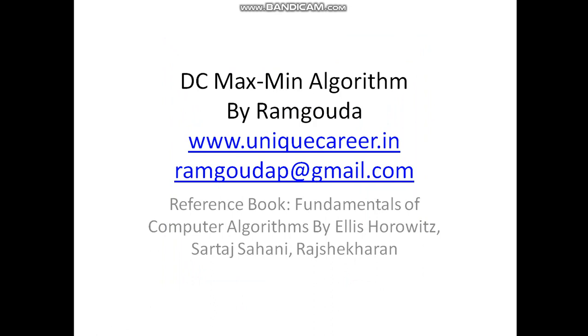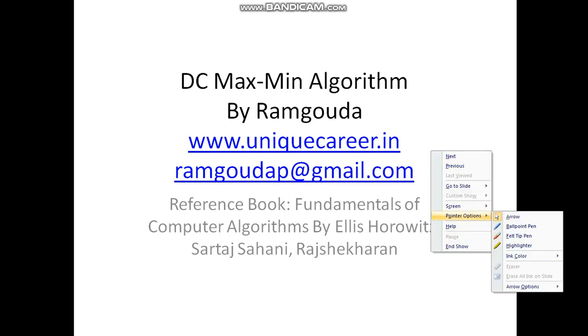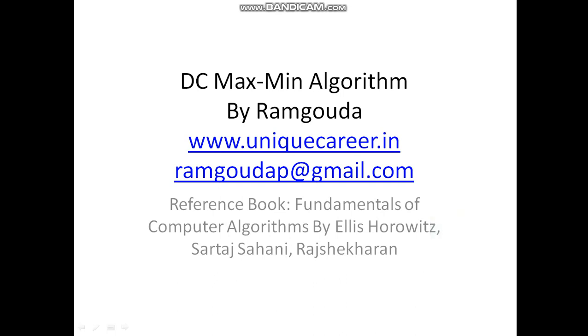So the current type of algorithms that we are discussing are divide and conquer algorithms, and we are discussing which are all the problems that can be solved by the divide and conquer technique. Previous to this, you might have gone through my videos on binary search, merge sort and quick sort. So today we will discuss another algorithm which is called the DC max-min algorithm. It is the divide and conquer max-min algorithm, which is one of the divide and conquer algorithms.